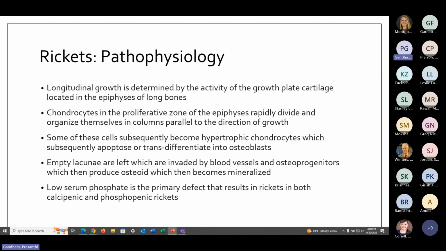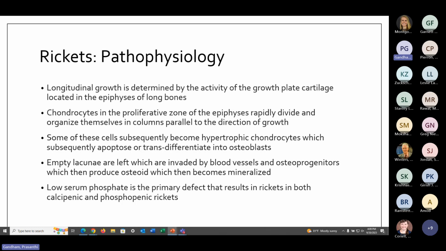Let's talk about the pathophysiology of rickets. Typically, longitudinal growth is determined by the activity of the growth plate cartilage located in the epiphyses of the long bones. The chondrocytes in the proliferative zone of the epiphyses divide quickly and organize themselves parallel to the direction of the growth. Some of these cells then become hypertrophic chondrocytes, which subsequently apoptose or transdifferentiate into osteoblasts.